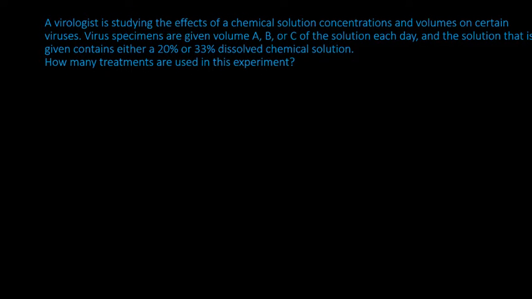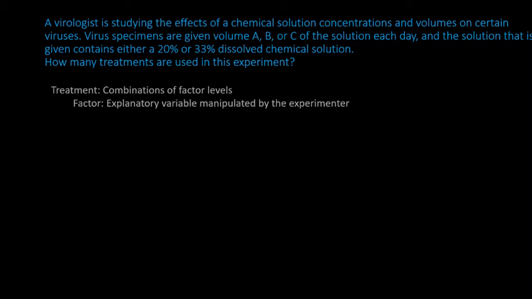Next, a virologist is studying the effects of a chemical solution concentration and volumes on certain viruses. Virus specimens are given volume A, B, or C of the solution each day, and the solution given contains either a 20% or 33% dissolved chemical solution. How many treatments are used in this experiment?